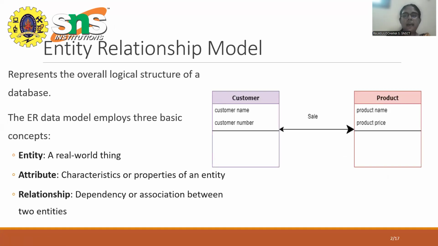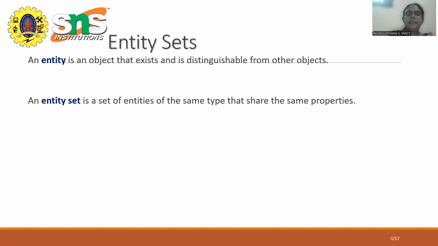So as we have discussed earlier, ER diagram represents the overall logical structure of a database. So ER diagram contains three main components such as entities, attribute, and relation. So entity is any real world object or a thing. Attribute is used to describe the properties of a particular entity. And relationship is used to represent the dependency among various entities.